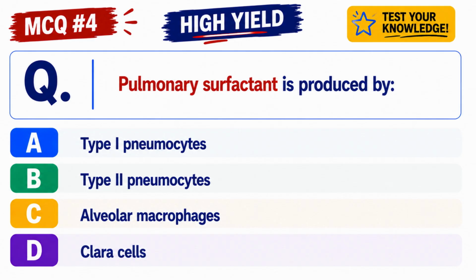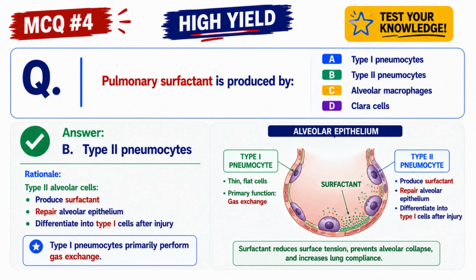Type 1 pneumocytes. B. Type 2 pneumocytes. C. Alveolar macrophages. D. Clara cells. The answer is B. Type 2 pneumocytes.